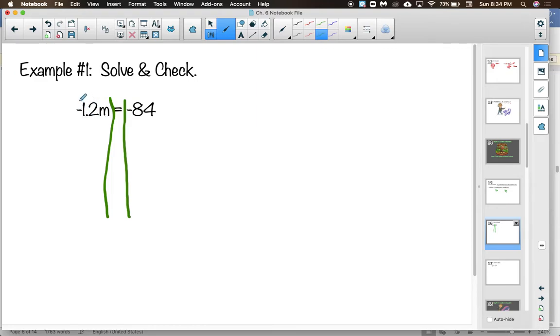So I see the number is -1 2/10. The operation is multiplication, right? Because a number next to a variable means multiply. So the inverse of multiplication is division. I'm going to be dividing both sides by the same number to isolate that variable. So what will I be dividing by? Well, the number in front of that variable is -1 2/10. So I have to divide by -1 2/10. Both sides keep it balanced.